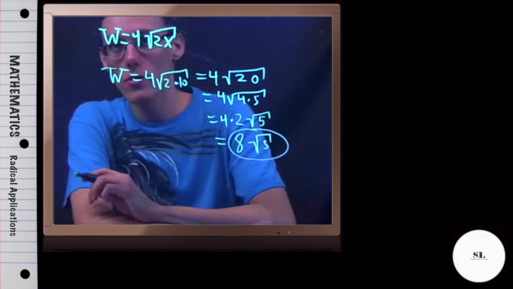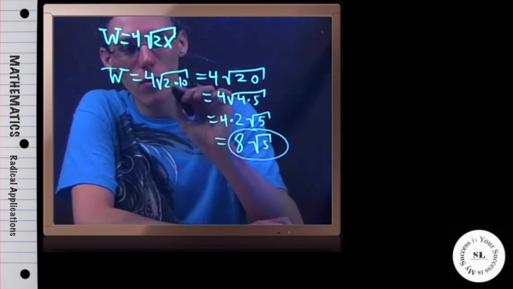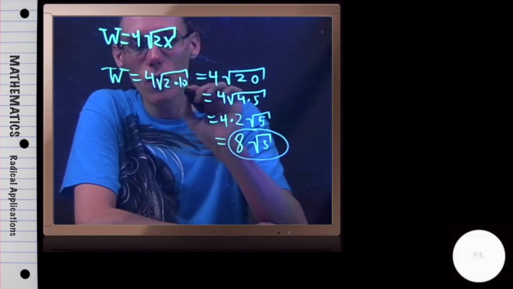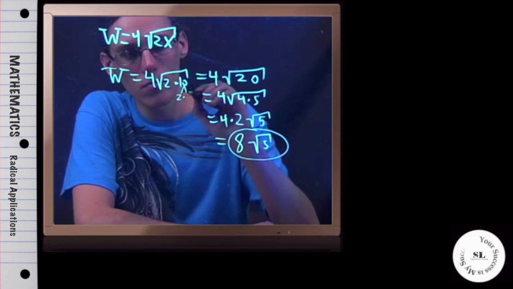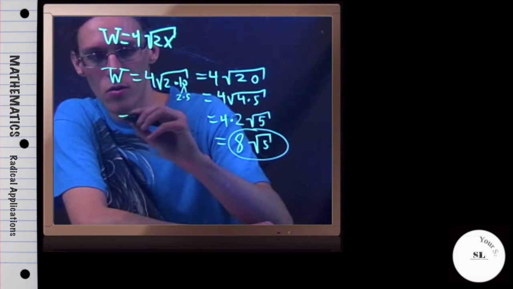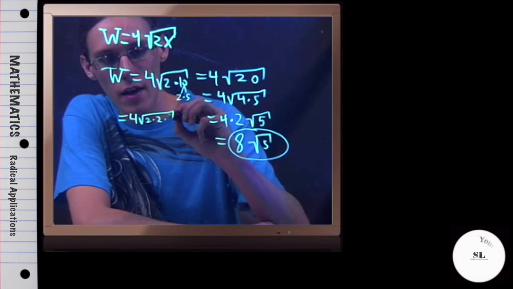Now, I usually prefer to do square roots a little differently, so if you're interested, I'll do that right now. Instead of multiplying these numbers together, I'll just go ahead and break apart the 10 right away. Well, what goes into 10? 2 and 5. So this is 4 times the square root of 2 times 2 times 5.